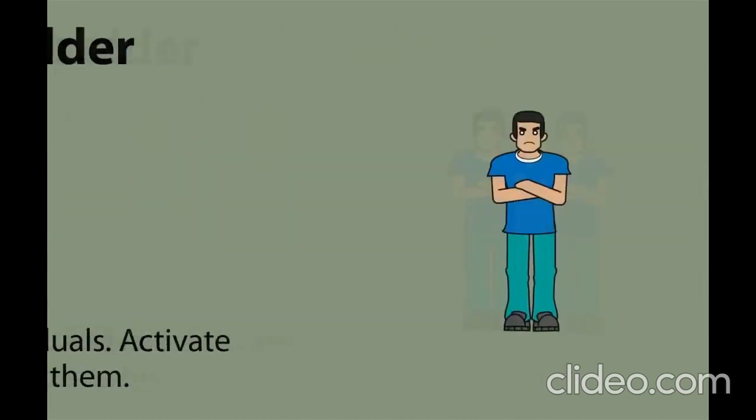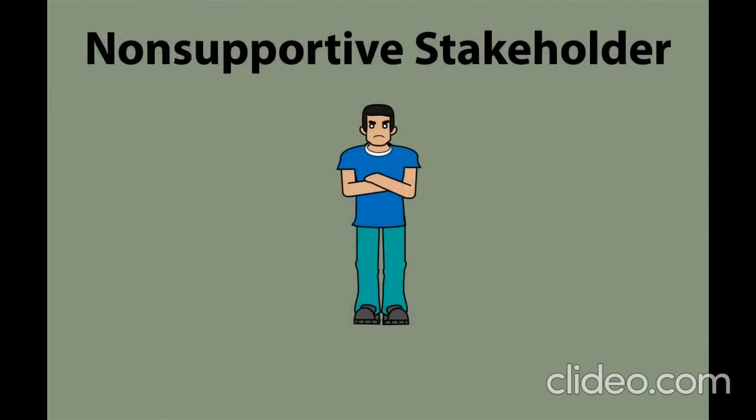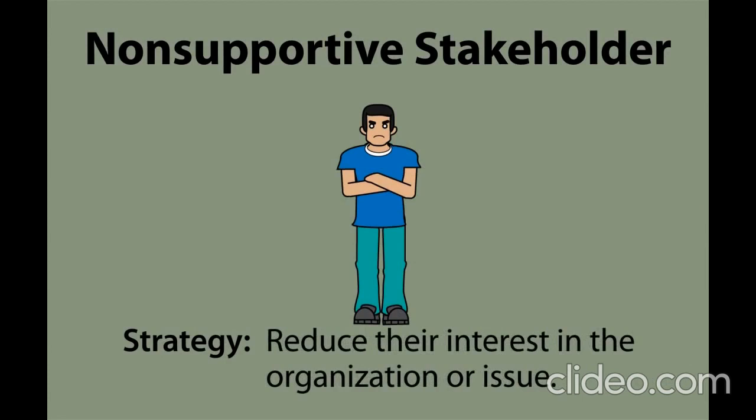The non-supportive stakeholder. These people have a high threat potential and are low on cooperation. Defend against them by reducing their interest in the organization or issue.